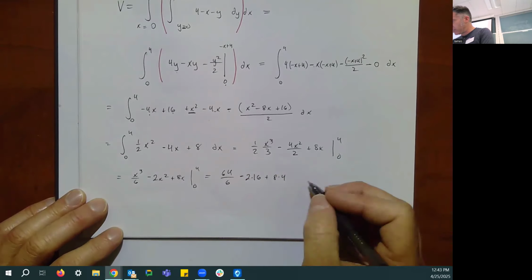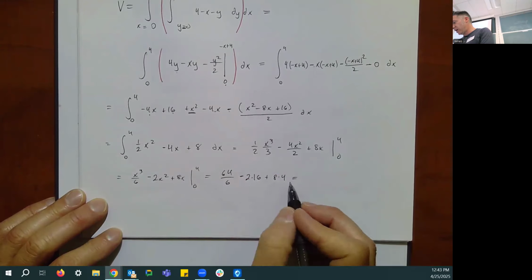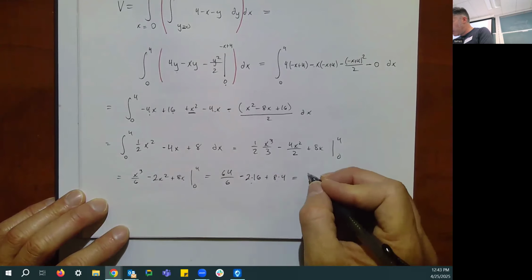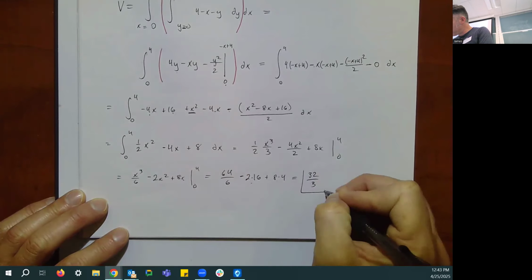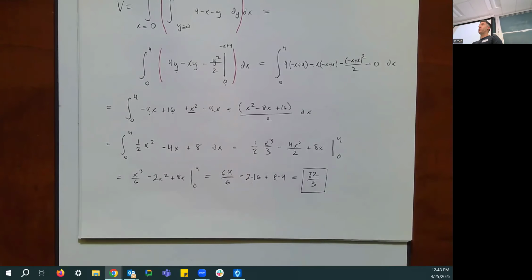So that's my answer. And I guess we could simplify it. Those actually cancel, negative 32 plus 32. So we end up getting 64 over 6, which reduces to 32 thirds. And that's the volume of that tetrahedron. Kind of neat.